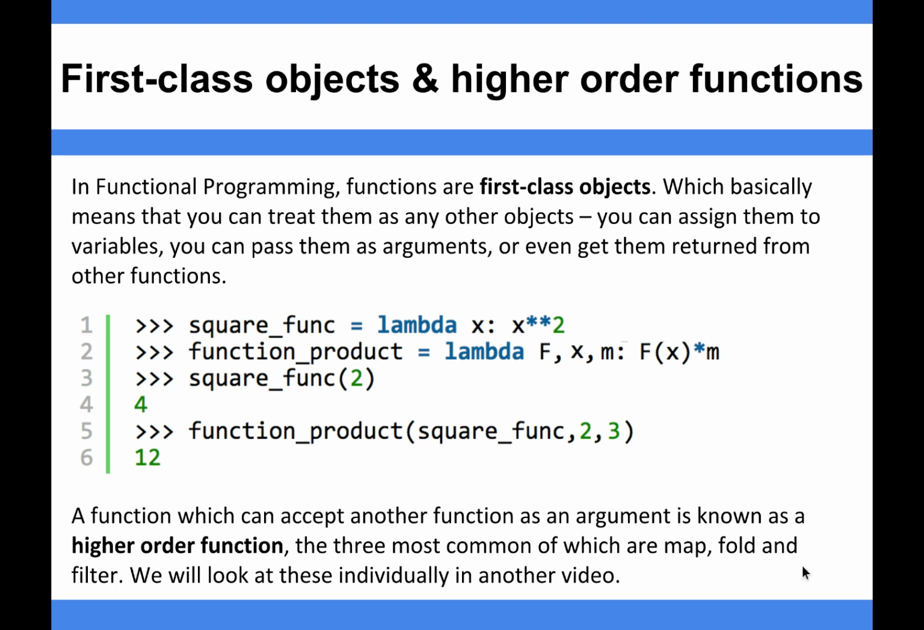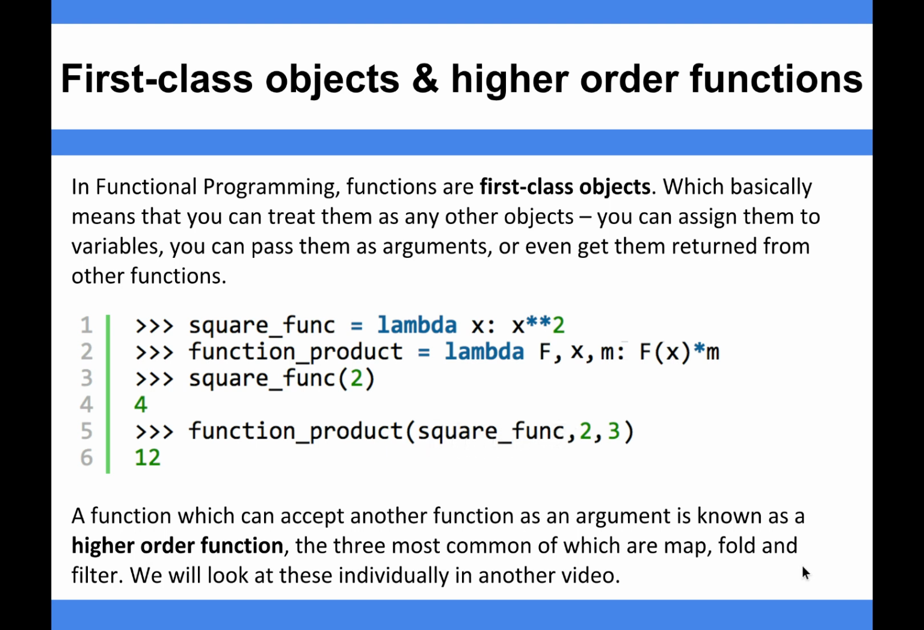The idea is that functions become first class objects because they can be assigned to a variable, used as a parameter in another function call, or even returned. I could have returned a function call as my answer. The other term, higher order functions: a function that can accept another function as an argument is known as a higher order function. So in our example below, function product is a higher order function because one of its parameters can be a function.